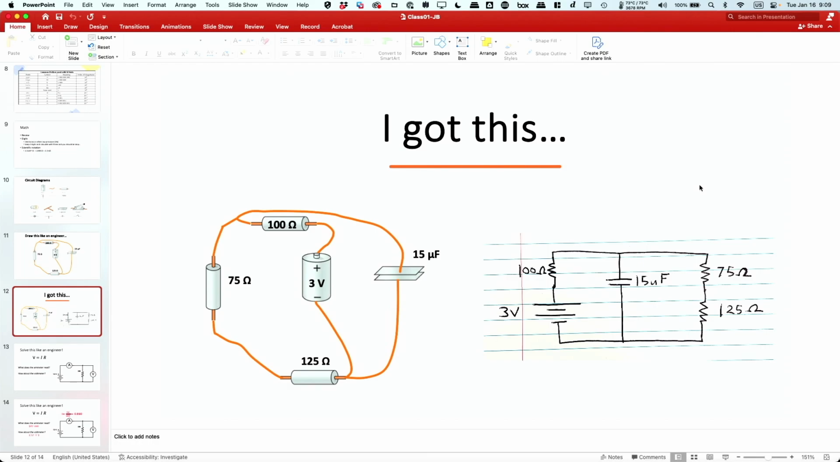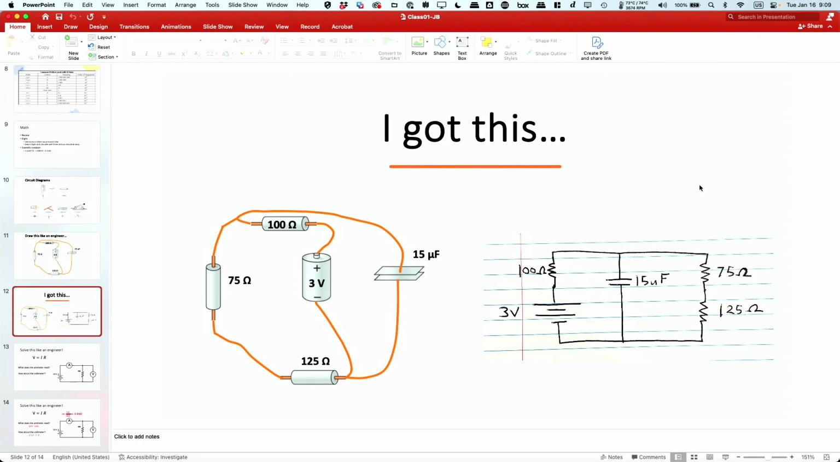And then, of course, here, notice that all of the components are labeled with what their values are, right? Because if you were actually putting this thing together, is there a difference between a 75 ohm and a 125 ohm resistor? Yeah, right? And does it matter if you get the wrong one in the wrong place? Yeah. So label the things.